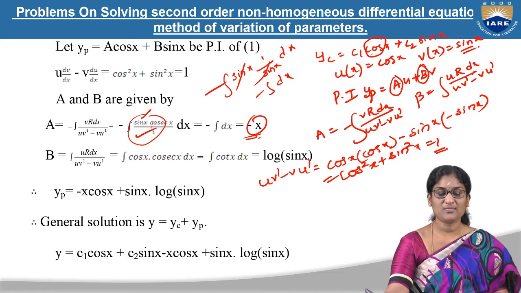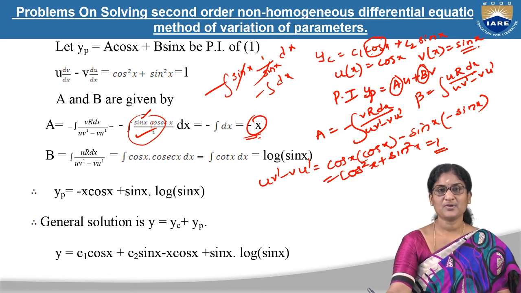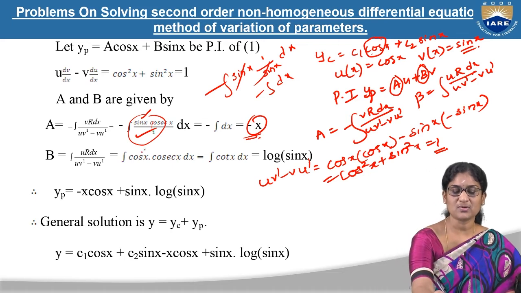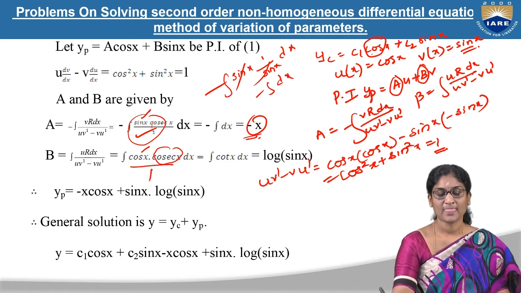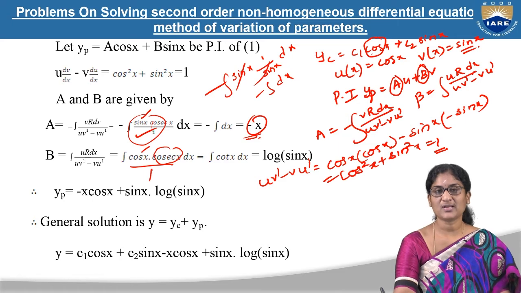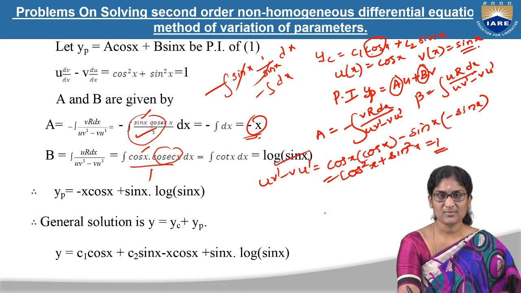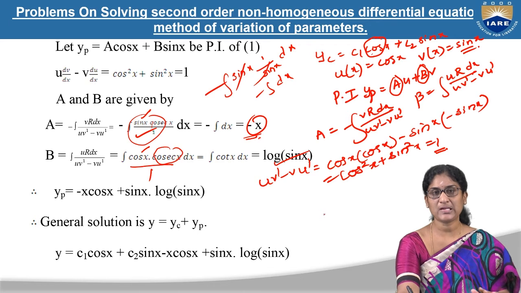Similarly, we'll work out capital B. Capital B takes the formula integral of uR dx by the Wronskian value. U is nothing but cos x, R is cosecant x, and the Wronskian is 1. So it takes the form of integral of cos x into cosecant x dx by 1, which is cot x. The integral of cot x is nothing but log sin x. So up to here we have got the two values, capital A and capital B.